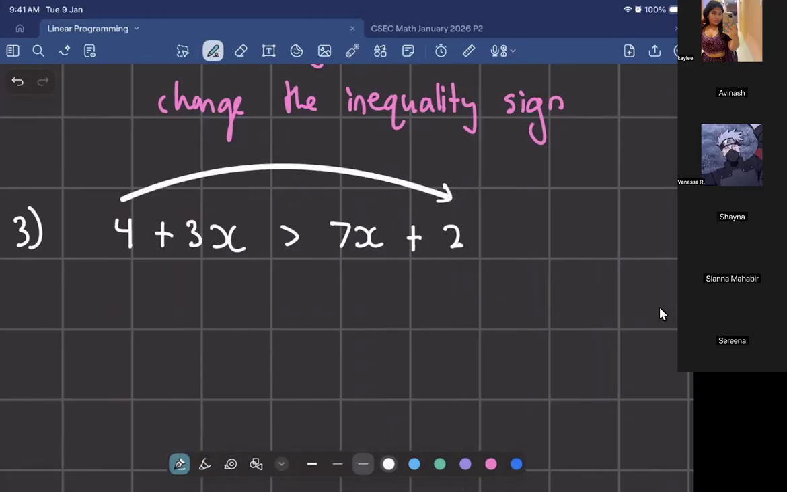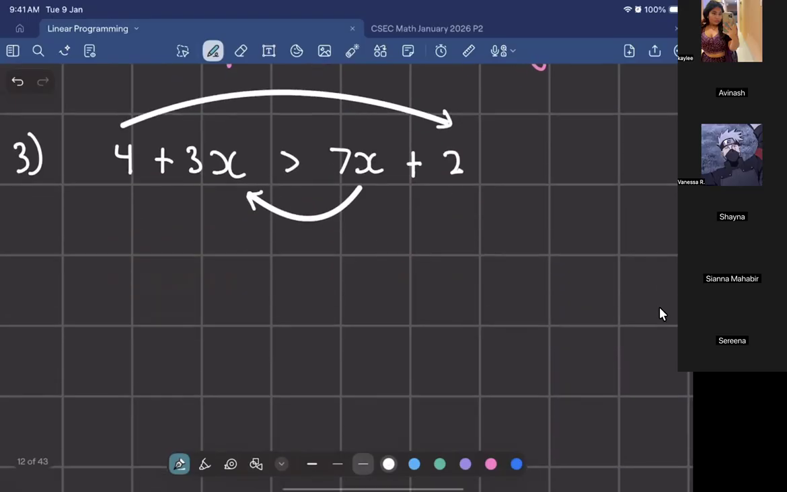So we move 4 across. Let's look at the other side now. What should not be there? The 2. If we're trying to make x the subject, then we want all the x terms on one side. So clearly, we agreed that we want all the x terms over here. Then I should take the 7x and move it across. Let's see how this is going to pan out.